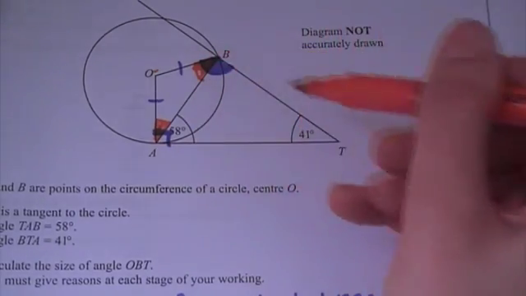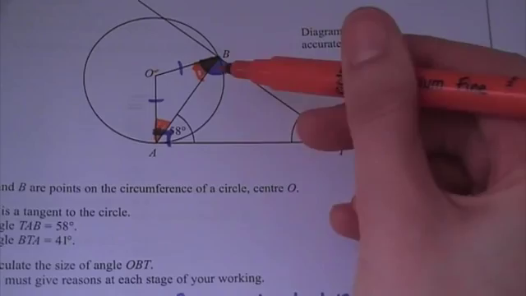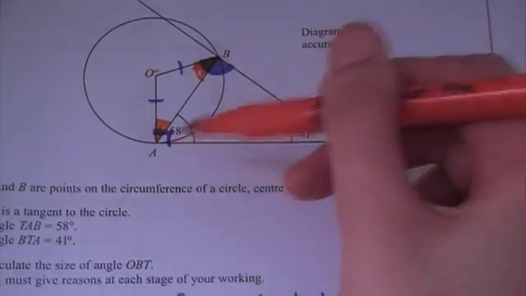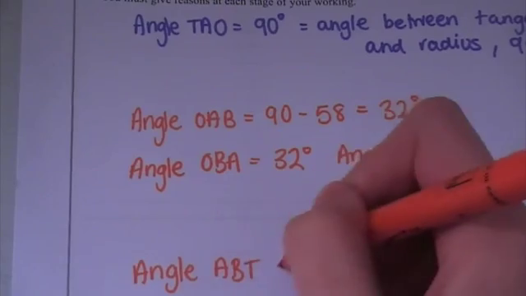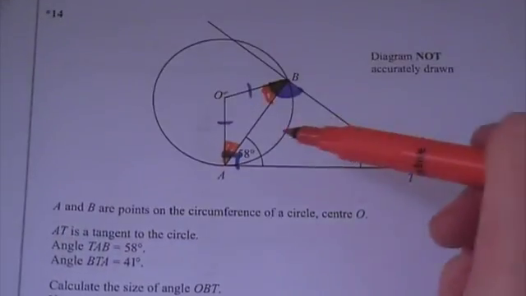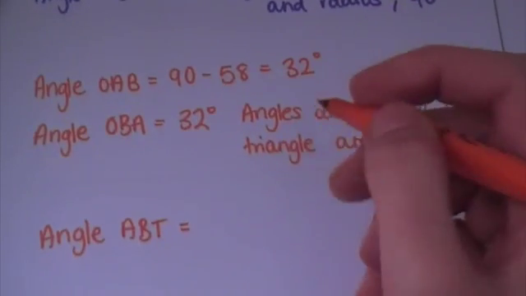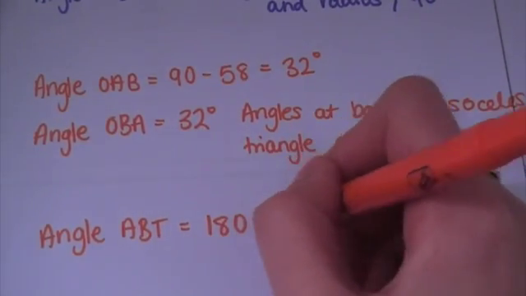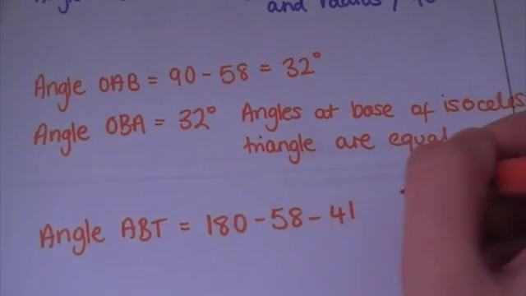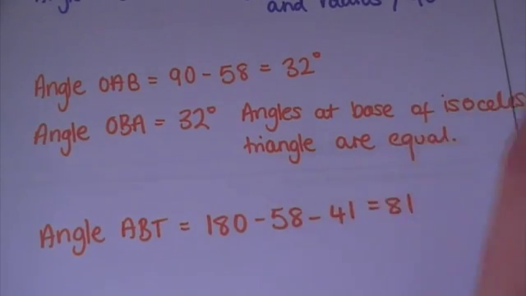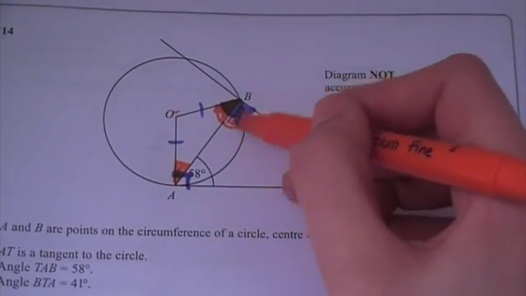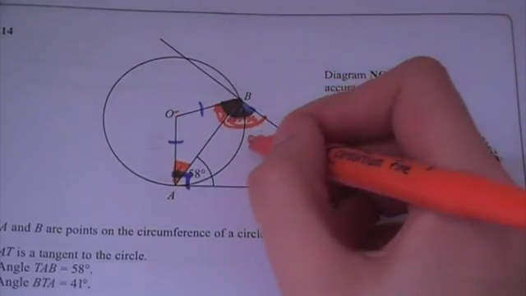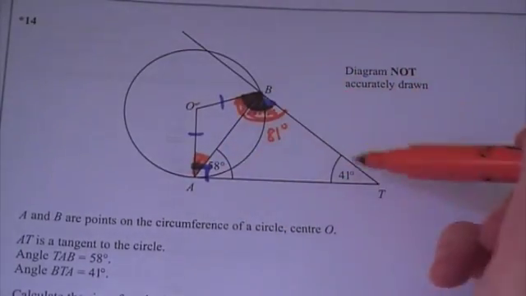So to find ABT, the other shaded bit there, this is within a triangle. So to find angle ABT, we can do 180 minus 58 minus 41, to give us 81, and that has just given us this angle here. So the rest of what we wanted to work out, 81 degrees, because they're all within that triangle.